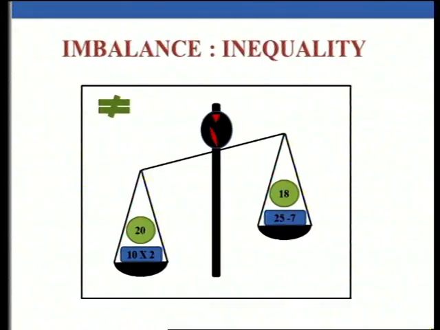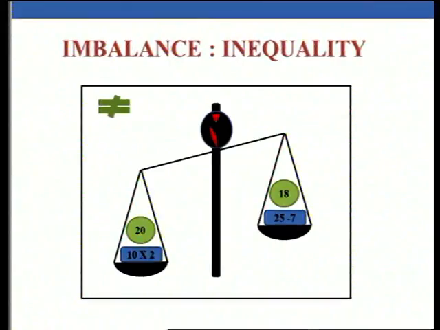Yes, sir. Now, in the next example, we can see that there is an expression of 10 into 2 on the left hand side, which is giving us the answer as 20, but on the right hand side, there is an expression 25 minus 7, which is giving us the answer as 18. Now, you can see that the numbers 20 and 18 are not equal. So, we can say that whenever there is an imbalance, it shows inequality.